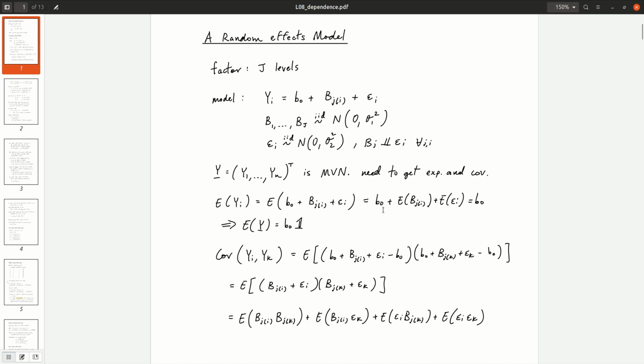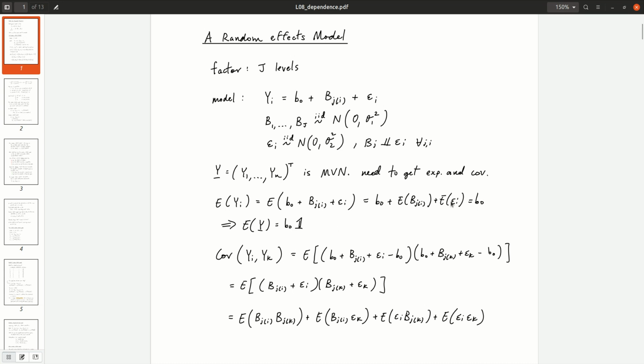So this becomes b sub 0 plus expected value of capital B sub j of i, remember this is a random variable, plus expected value of epsilon_i. Now by assumption, these B sub j of i's have expected value 0, shown here in this normal distribution. And as usual, the expected value of the epsilon terms is 0 as well. So expected value of y_i just becomes b sub 0.